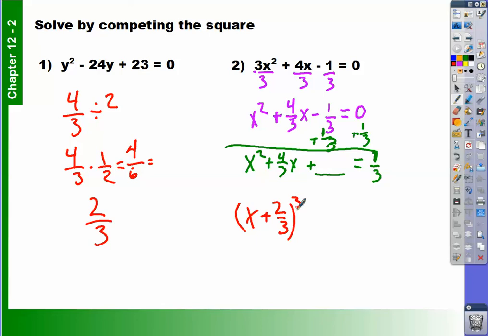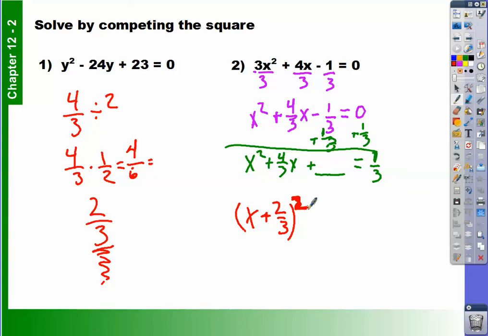Why is it cubed? Yeah. Oh, it should be squared. I'm sorry. The process doesn't change. I was looking at the third and thinking 3. I'm sorry.